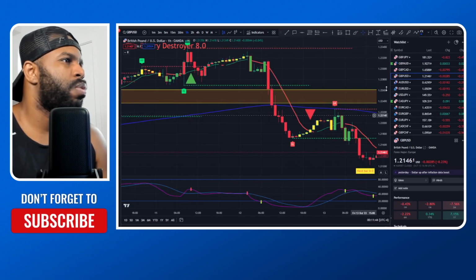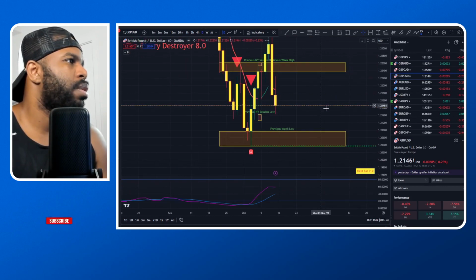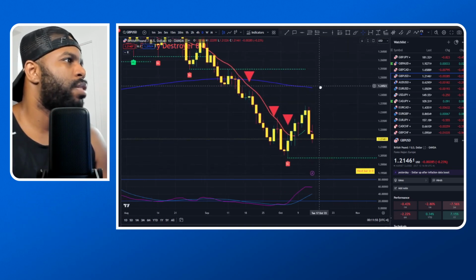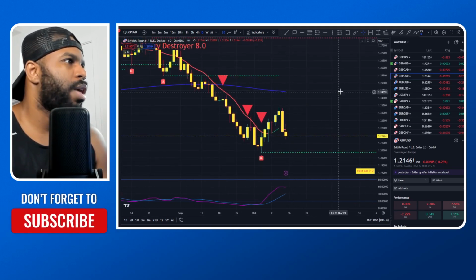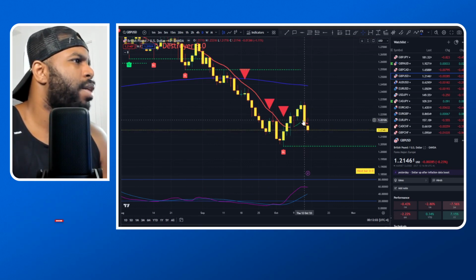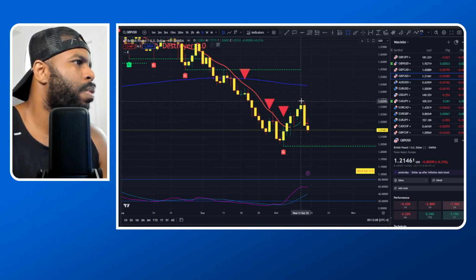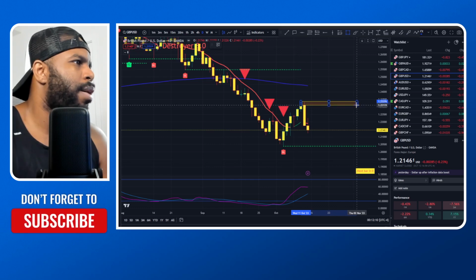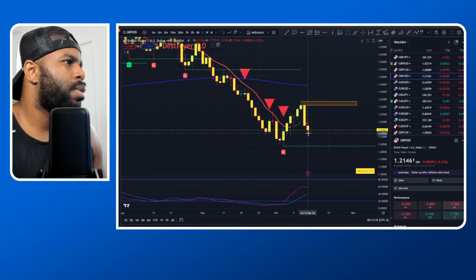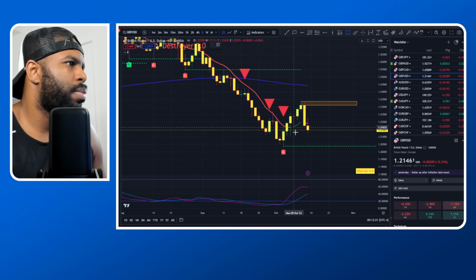Let's go to GU. What I usually do is, let me go to the daily. Let me clear the charts real quick. Every week I update the previous weekly high and low. I always update that. So I can see right now my previous weekly high is up here. Okay, so I'm gonna do that. Okay, and then also my previous weekly low will be down here.